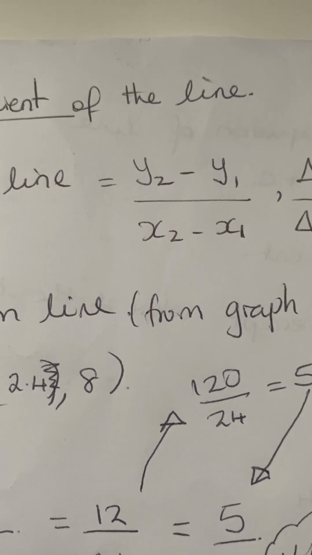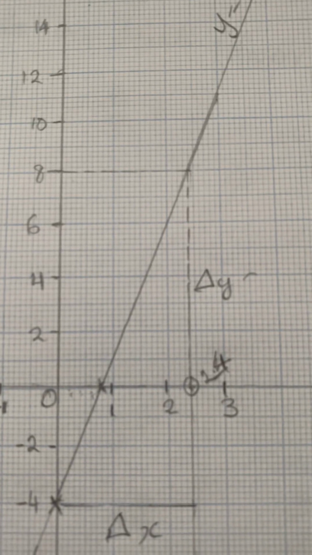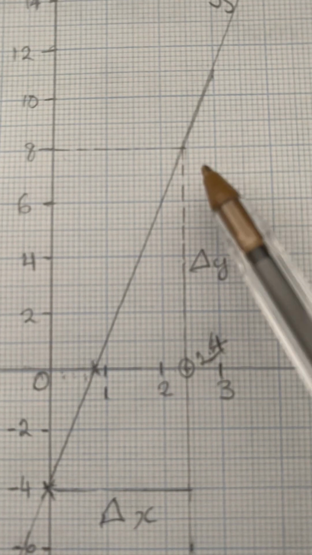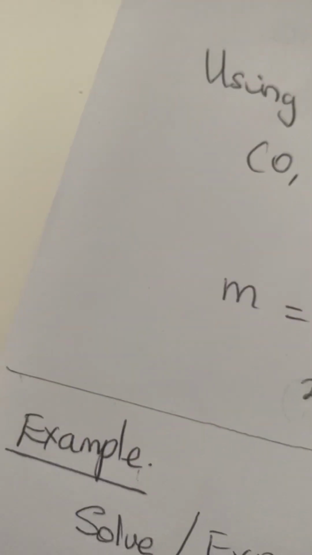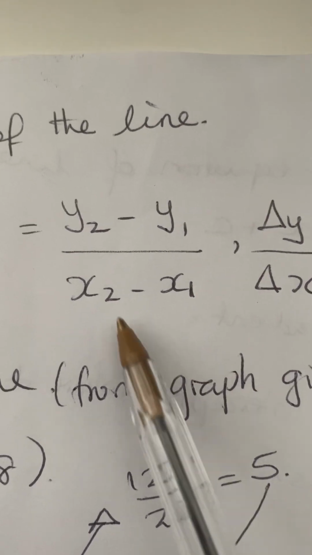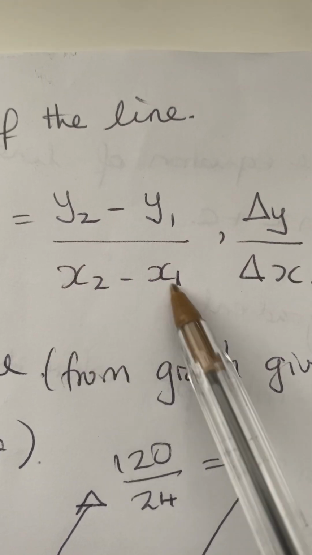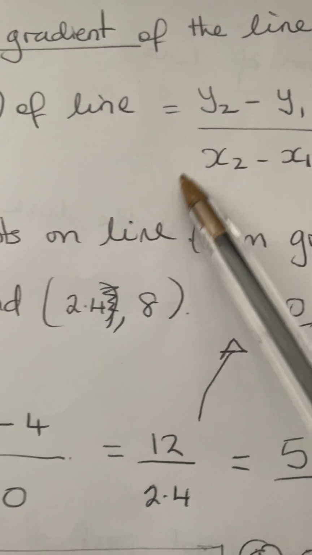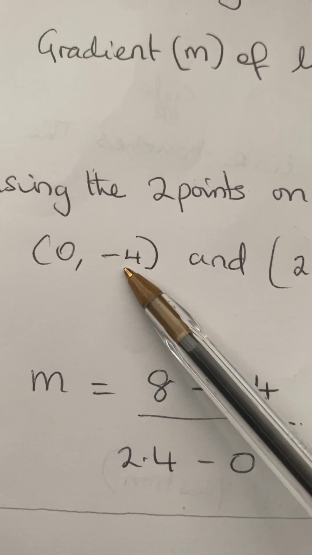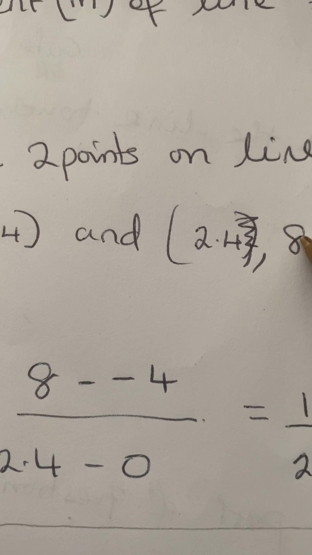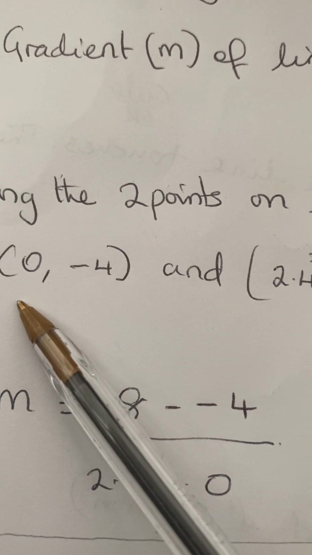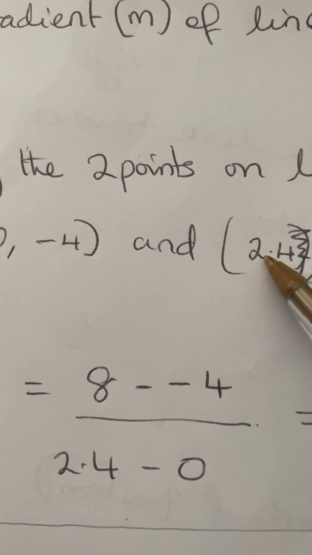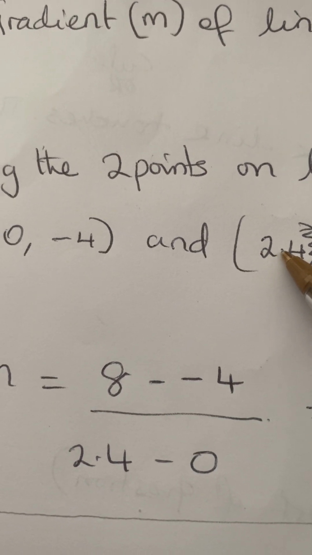So I had to go back on the graph. As I told you, it's a bare graph. So I used 2 points on the graph. The first point, the gradient, which is m, is the change in y over the change in x. So if you have 2 coordinates, you use the first y coordinate and subtract it from the second, and then the first x coordinate, you subtract from the second.